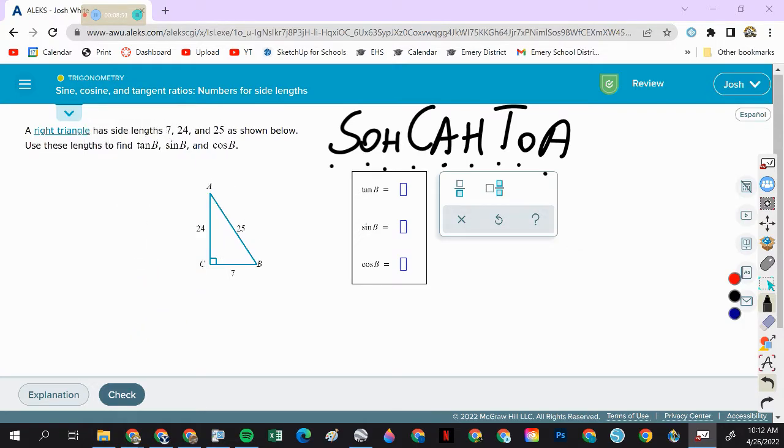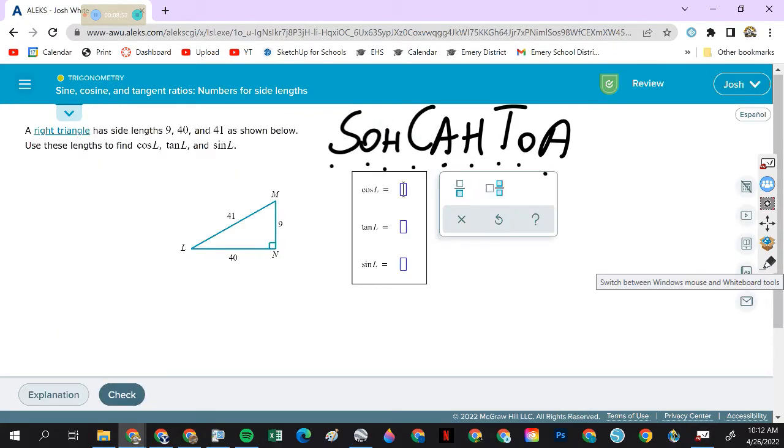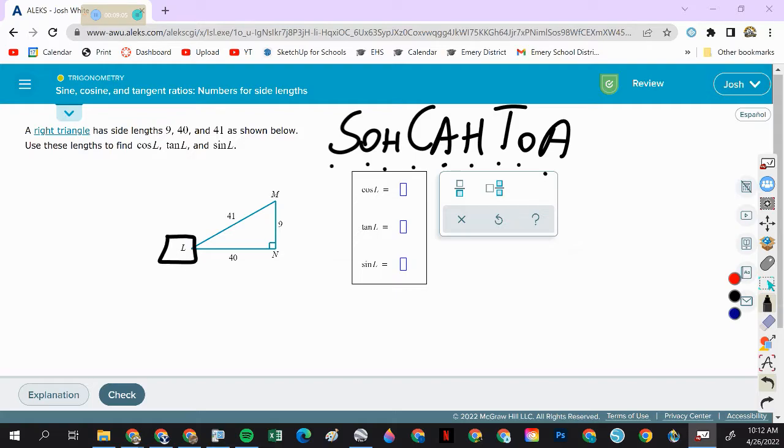So let's do another one of these. This problem will tell us which angle to choose. So we are choosing L. Now you can either choose L or you can choose M, but we do not choose N. N is the right angle. What's wrong with choosing N?